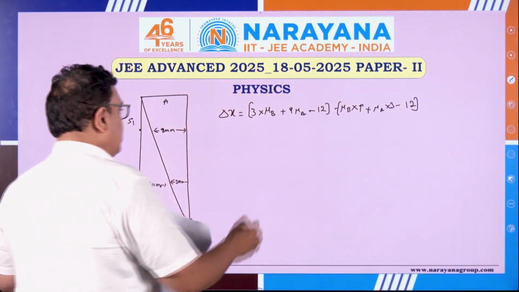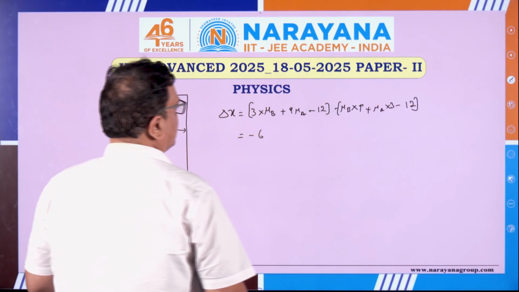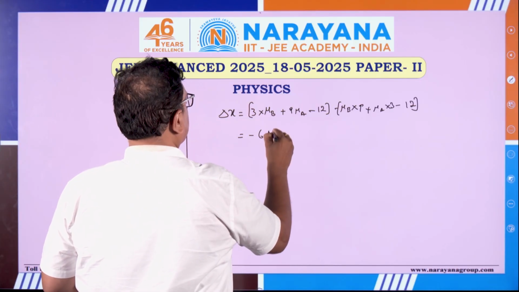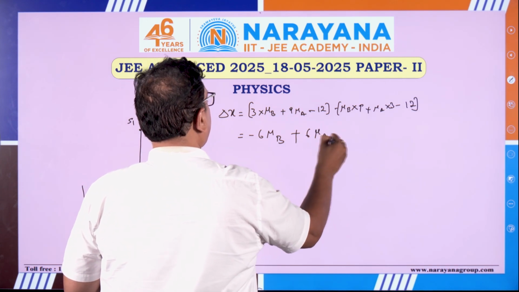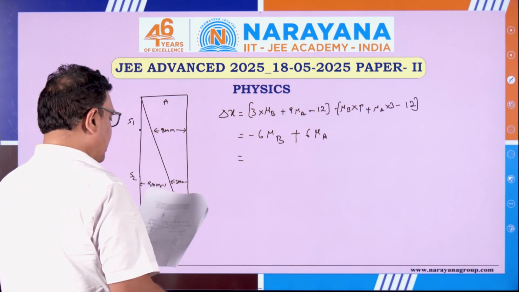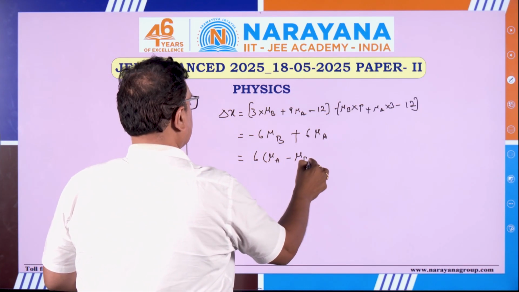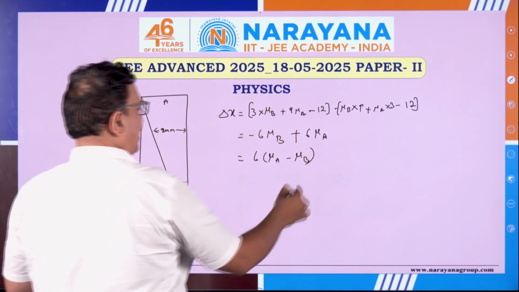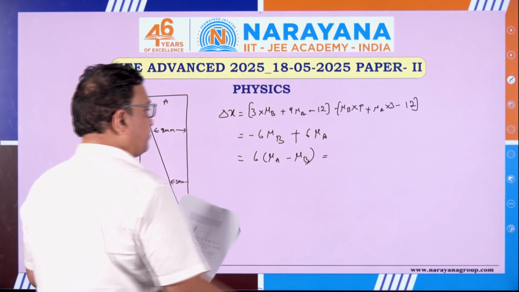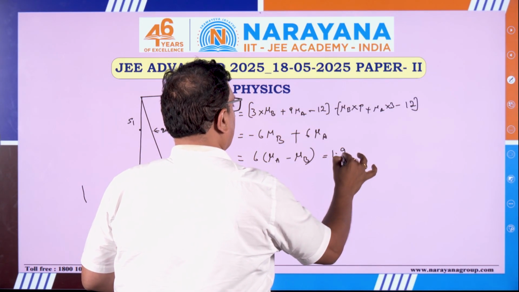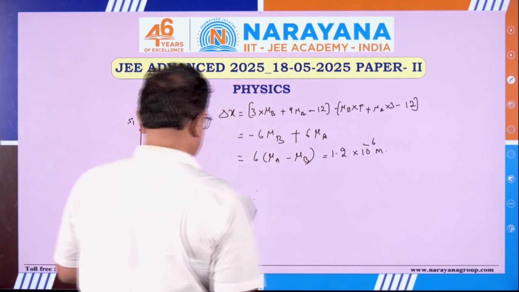That's all. Now this will become minus 6. After doing the proper calculation here, you will have minus 6 times mu B plus 6 times mu A, and this works out to be 6 times (mu A minus mu B). They have given the values 1.7, 1.5. So obviously you will get this as 1.2 times 10 power minus 6 meter.